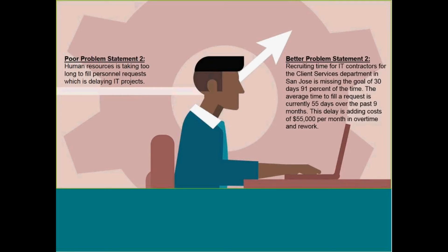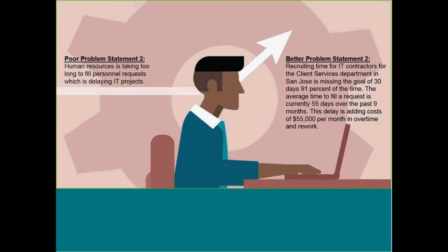But the most impactful part of the new problem statement is the dollar signs, this $55,000. Again, you show this to any executive, and they realize how much they are having to spend in overtime and rework as a result of not having the staff they need to get the job done. It will catch some attention.